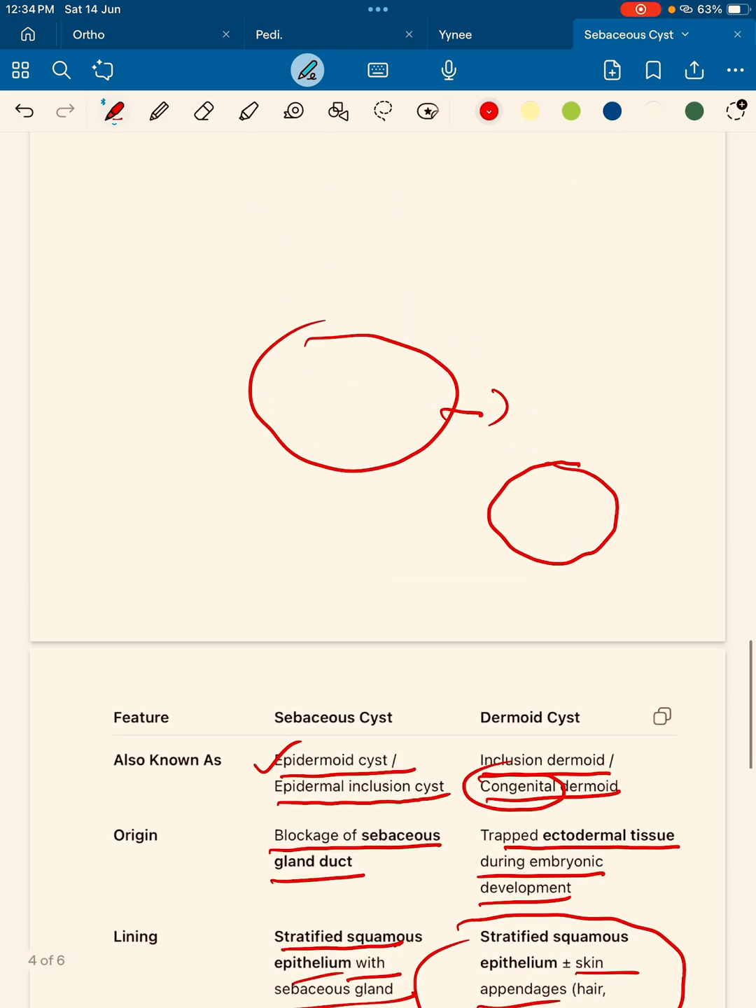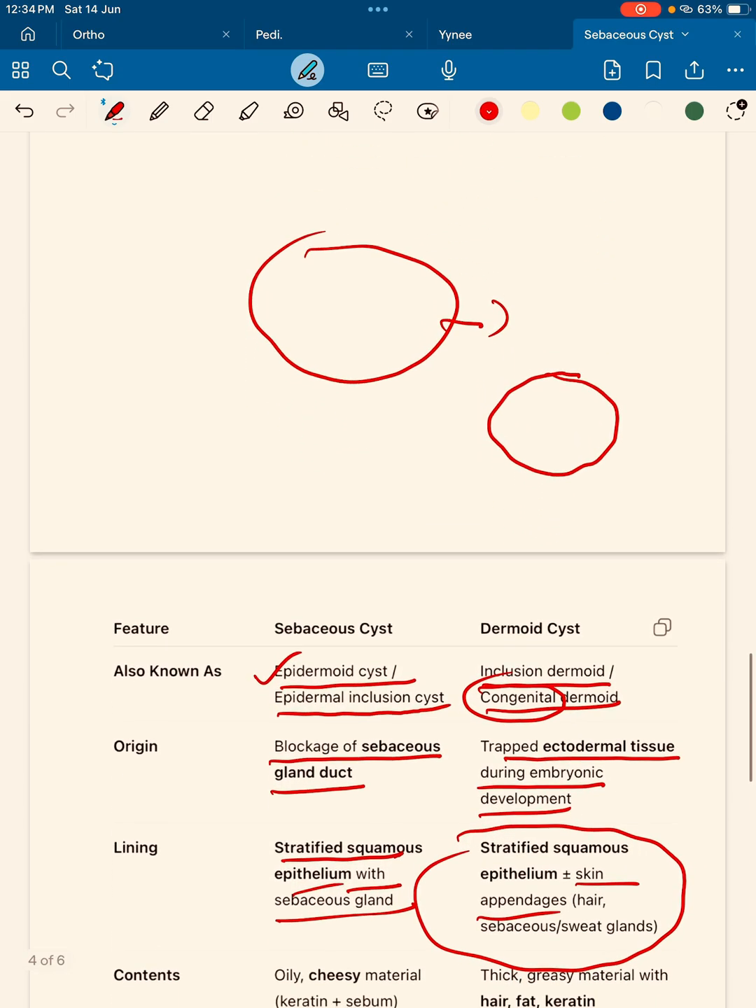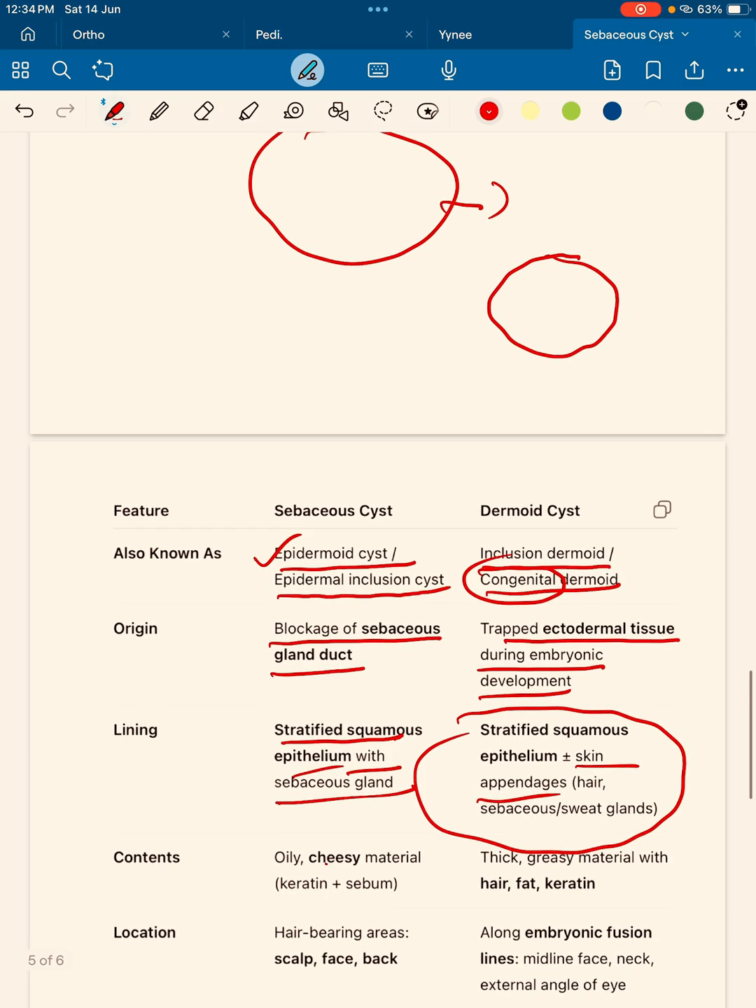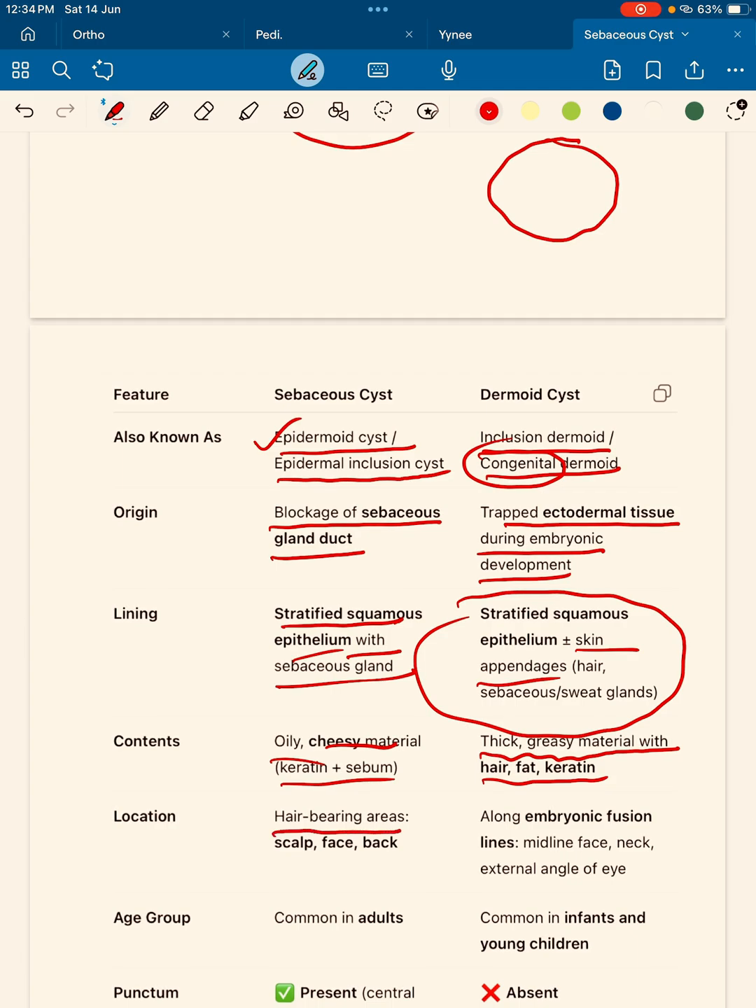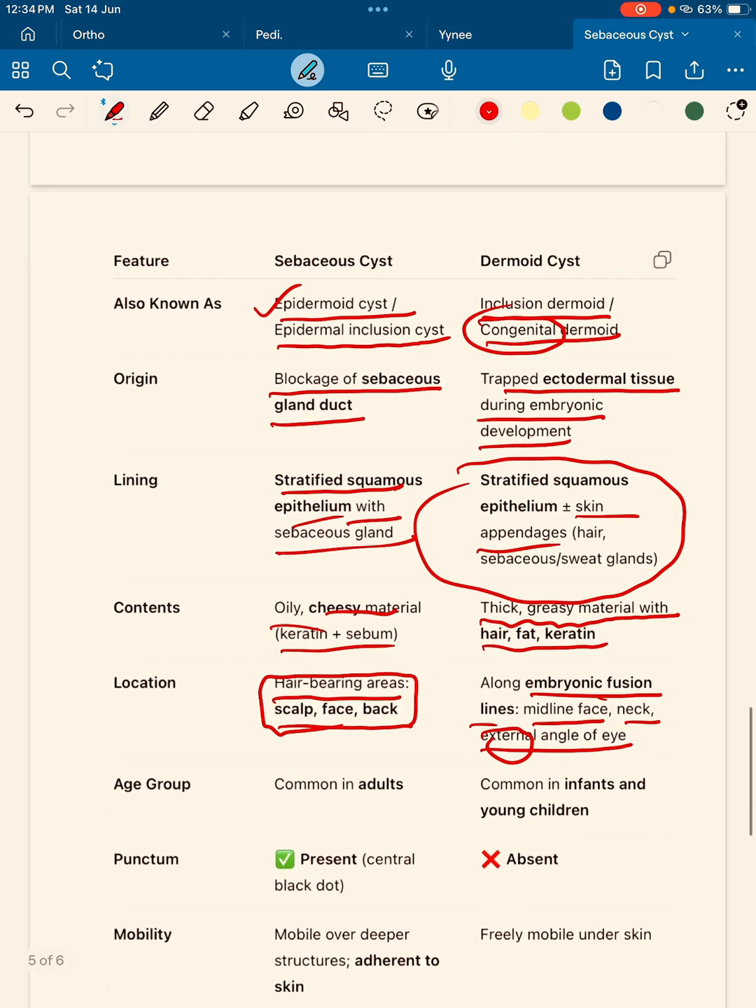Content: sebaceous cyst content is oily, cheesy material, keratin, sebum, and dermoid cyst content is thick, greasy material with hair, fat, and keratin. Location: hair-bearing area, scalp, face, and back. Very important: scalp, face, and back. That means where hair follicles or sebaceous glands are located. Then for dermoid, embryonic fusion lines: midline face, neck, external angle of eye.